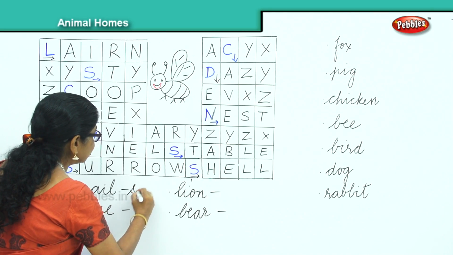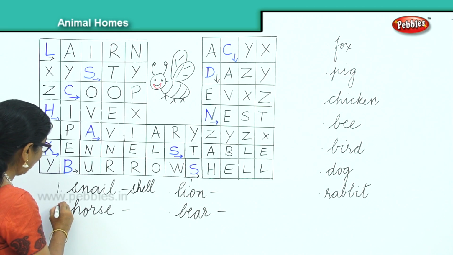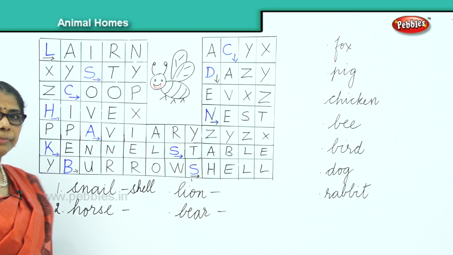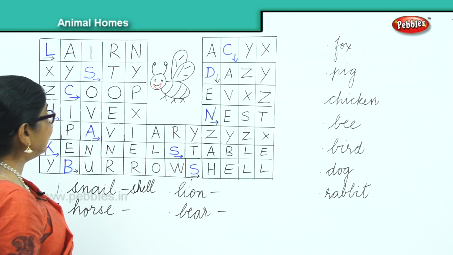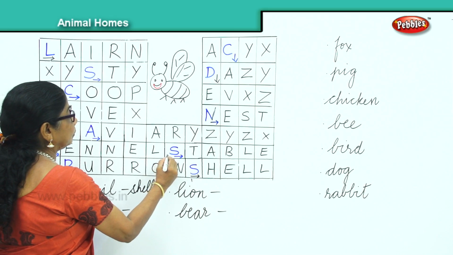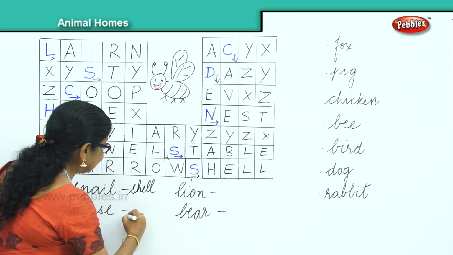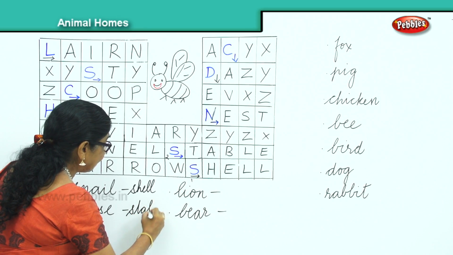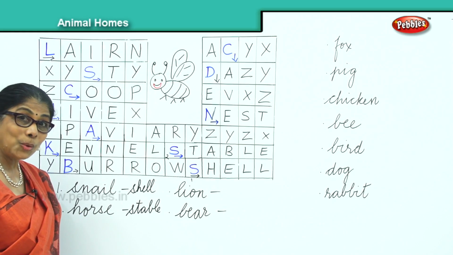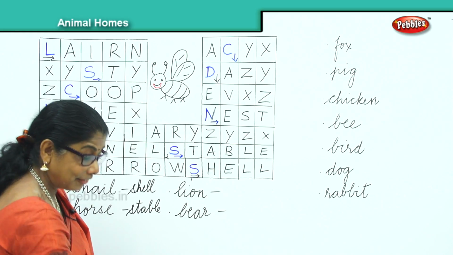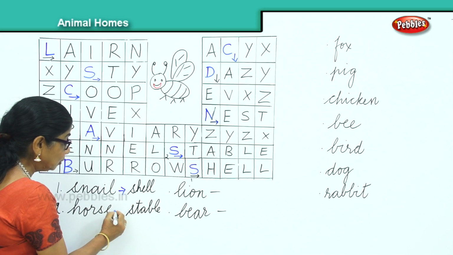Snail, shell. Very good. So we found one. Okay, now horse. Where do we keep the horse? We keep the horse in a stable. Let's find where is stable. Here. S-T-A-B-L-E. We keep the horse in a stable. So we found snail, she has a home on her back, and we have stable where we keep our horses.